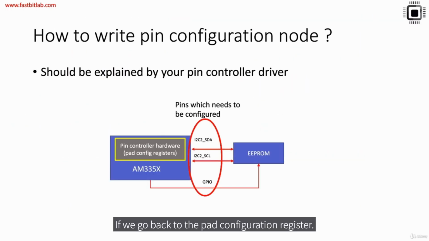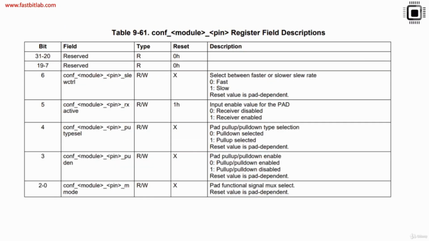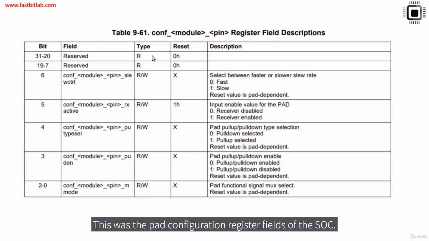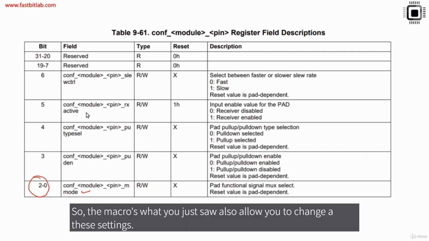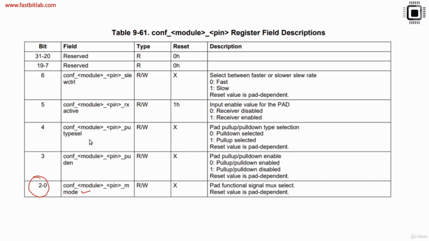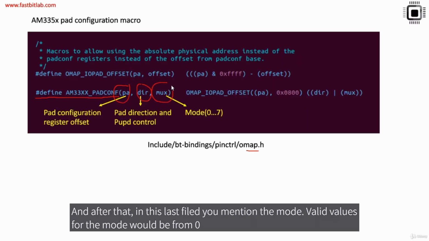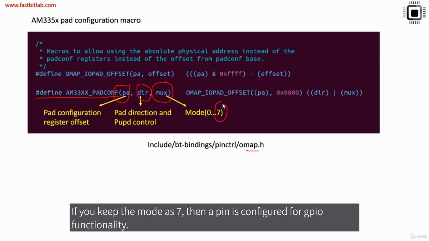If we go back to the pad configuration register, this was the pad configuration register fields of the SOC. First, the 3-bit field you use to set the mode, and after that you can also do pull-up or pull-down resistor activation or deactivation. So the macros you just saw also allow you to change these settings. And in this last field you mention the mode. Valid values for the mode would be from 0 to 7. If you keep the mode as 7, then a pin is configured for GPIO functionality.